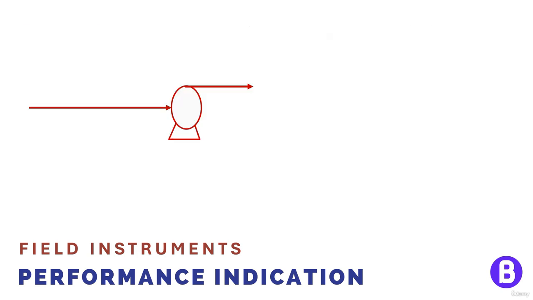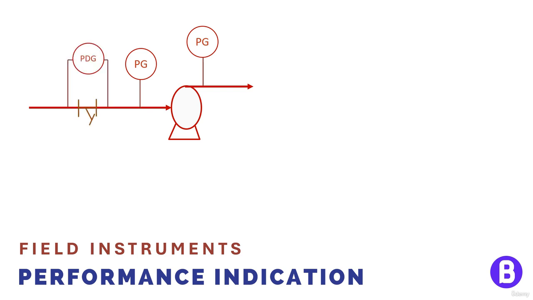So, for example, in the case of a pump, we shall need to add a pressure gauge at the pump suction and at the pump discharge. We shall also need to add a differential pressure gauge on the strainer at the pump suction. This strainer is very important during startup in order to catch any debris or dirt that may cause pump damage.